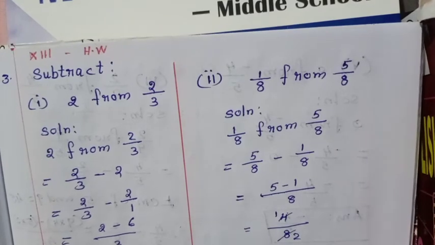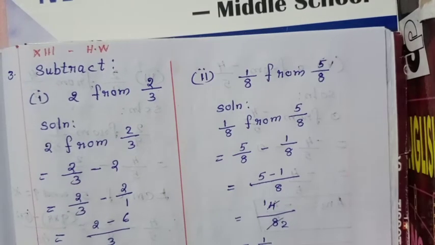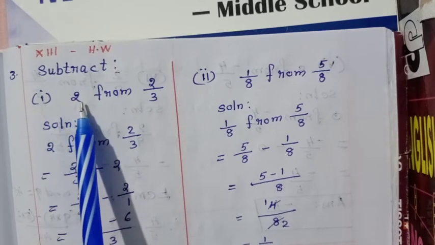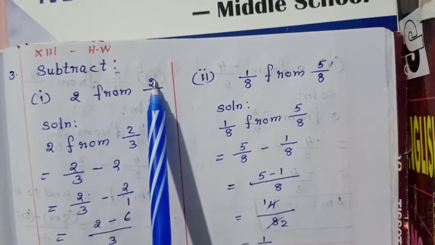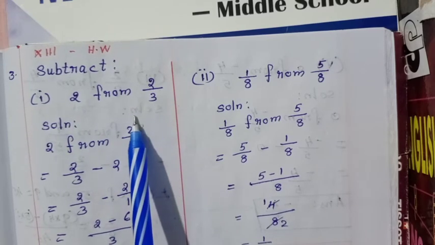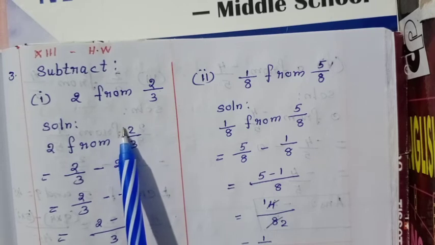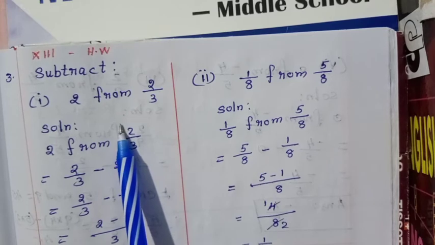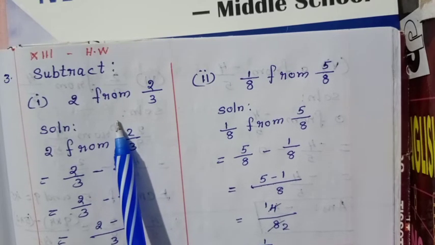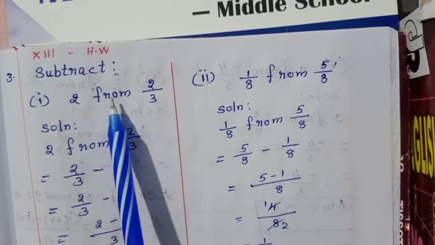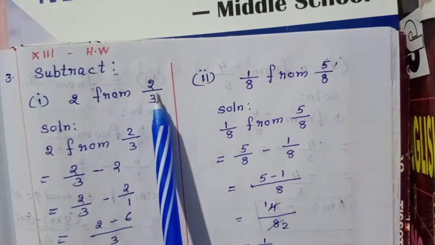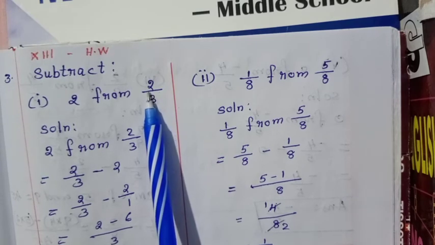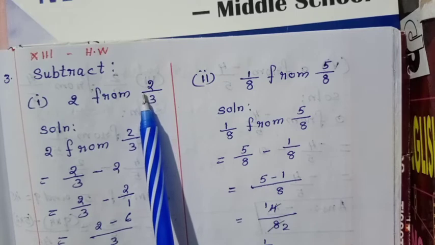Next, 13 is homework. Then question number 3. Subtract. Number 1. Subtract 2 from 2 by 3. That is the question. So what is the meaning of 5 subtract from 8? That means 8 minus 5. What about the word from? You know the word from. So after the word, what is the number that you will write first? So subtract 25 from 60 means 60 minus 25.